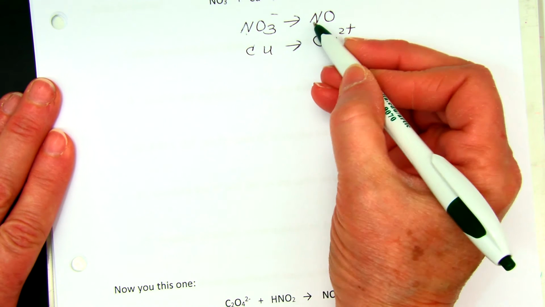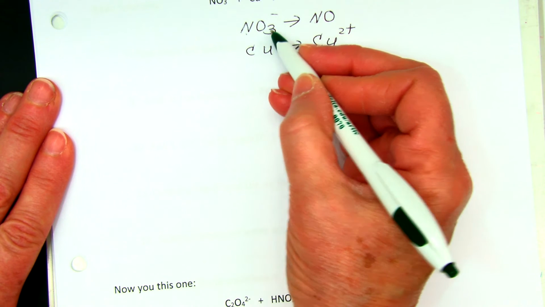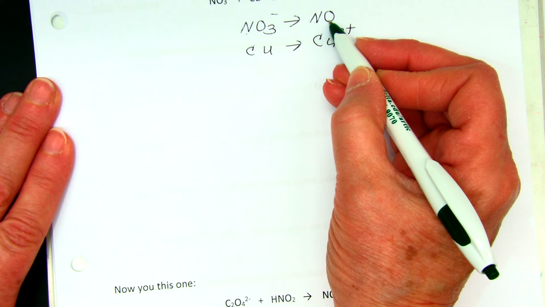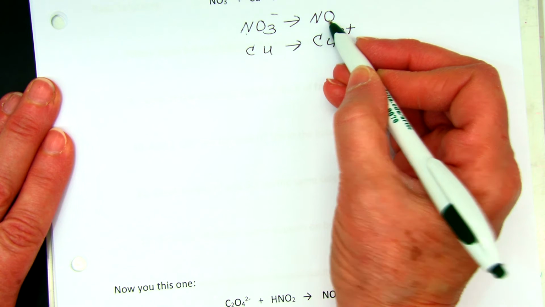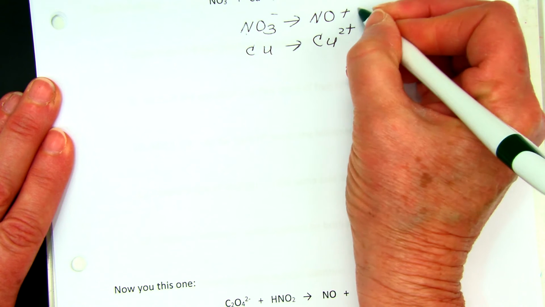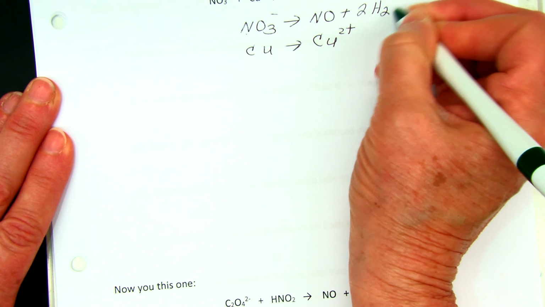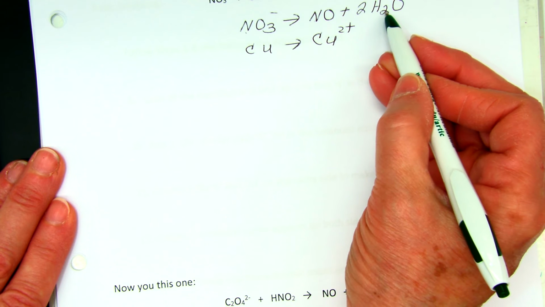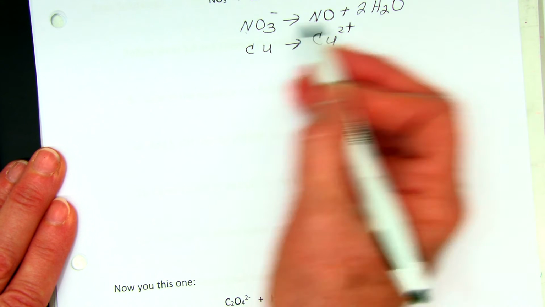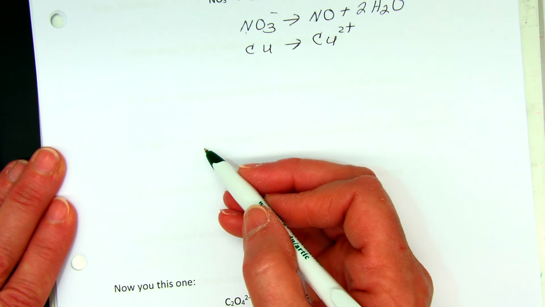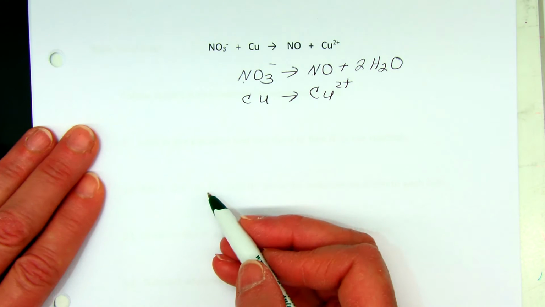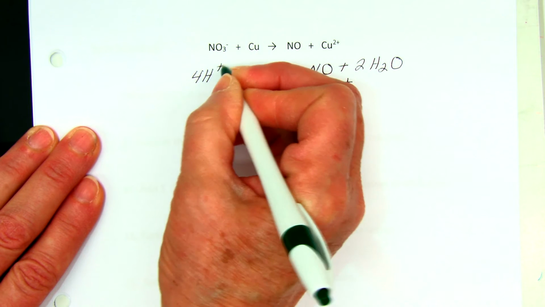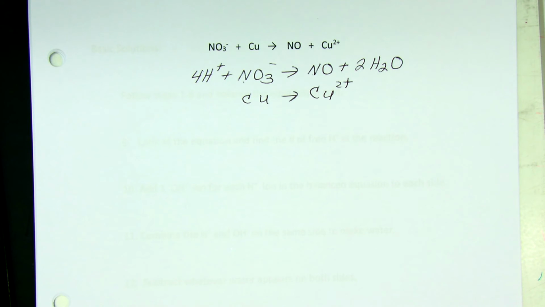One nitrogen, one nitrogen. 3 oxygens, 1 oxygen. What do I do to balance oxygen? Add water. I need 2 waters, so I add 2 waters to the right-hand side. Now I have 2 hydrogens times 2 is 4 hydrogens, no hydrogens. How do I fix that? Add some. 4 hydrogens, we add hydrogen ions to the left-hand side.